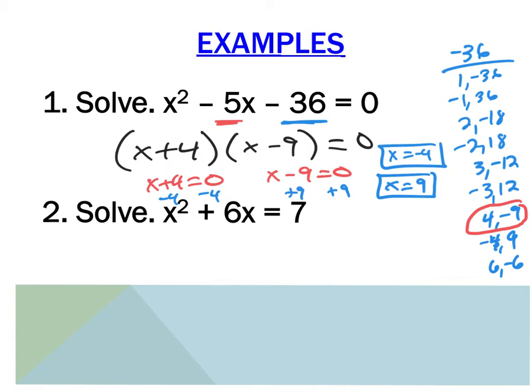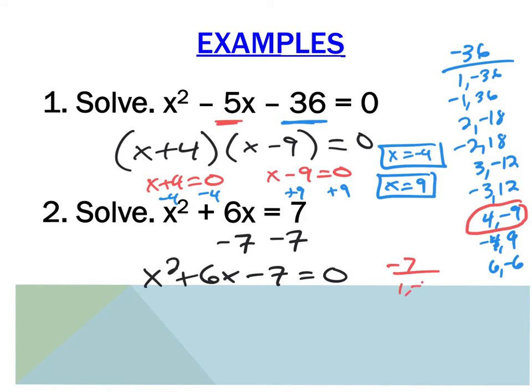Number 2, notice it's not solved for 0, so I have to first subtract that 7 over to both sides. And so the first step is now done. I've set it equal to 0. Second step would be factoring. And so if I look at the factors of -7, and there's not many of them, it's 1 and -7, or -1 and +7. So which ones add up to +6? Looks like that last one here.